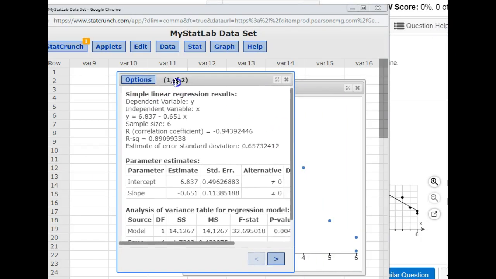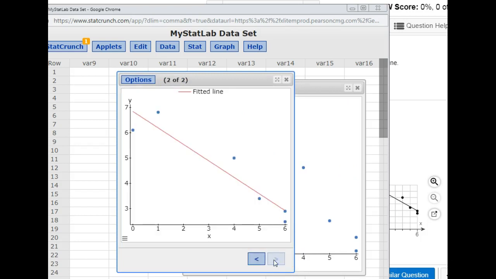And back in StatCrunch, you'll notice it says 1 of 2 here. There is the option to actually see the scatter plot with the line drawn in just by clicking the arrow here at the bottom to go to screen 2 of 2. And so that's drawing that best fit line. If you hover over it, it actually puts the equation up there as well. But it's combining your scatter plot of your x and y points with that least squares regression line drawn on there.